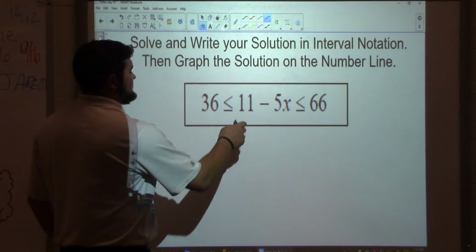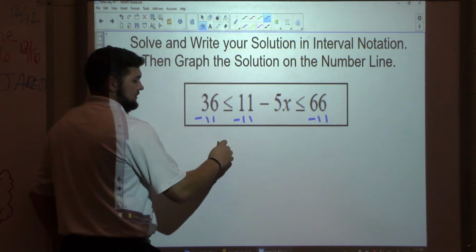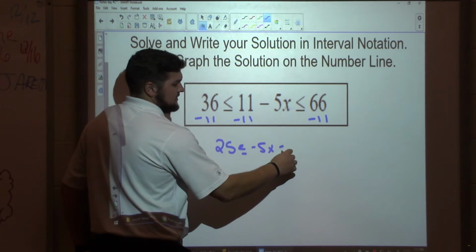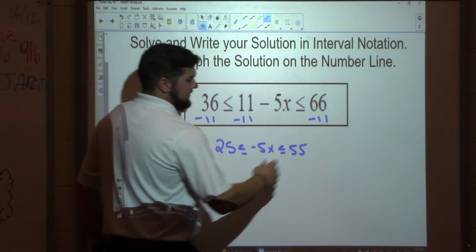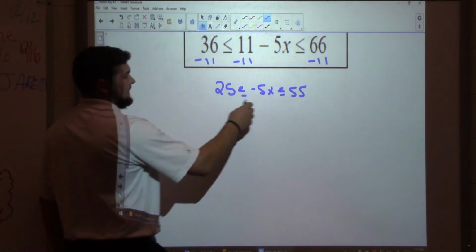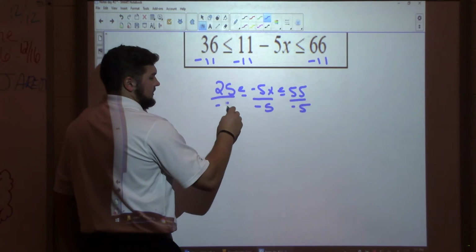So let's solve first. Subtract 11. 25 less than or equal to negative 5x, less than or equal to 55. Divide by negative 5. Hey guys, what happens when I divide by a negative? Flip the signs. Gotta flip the sign. So divide by negative 5 and flip all of your signs.